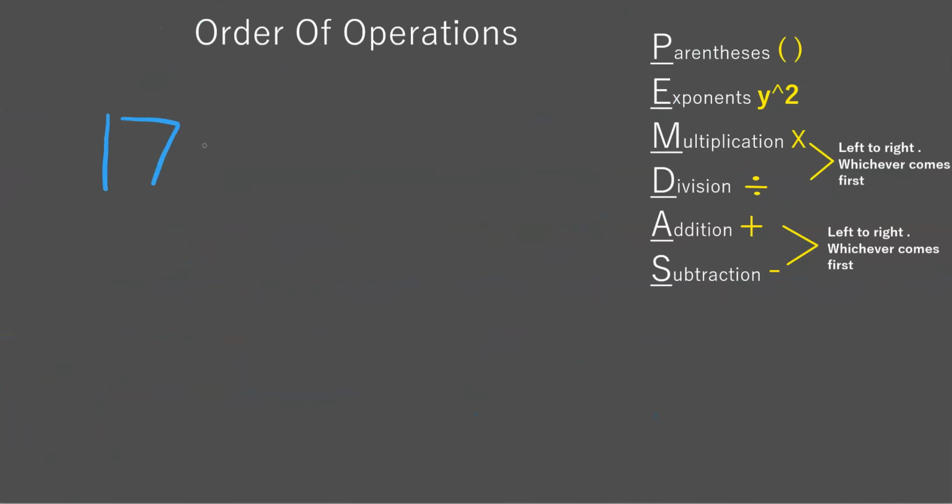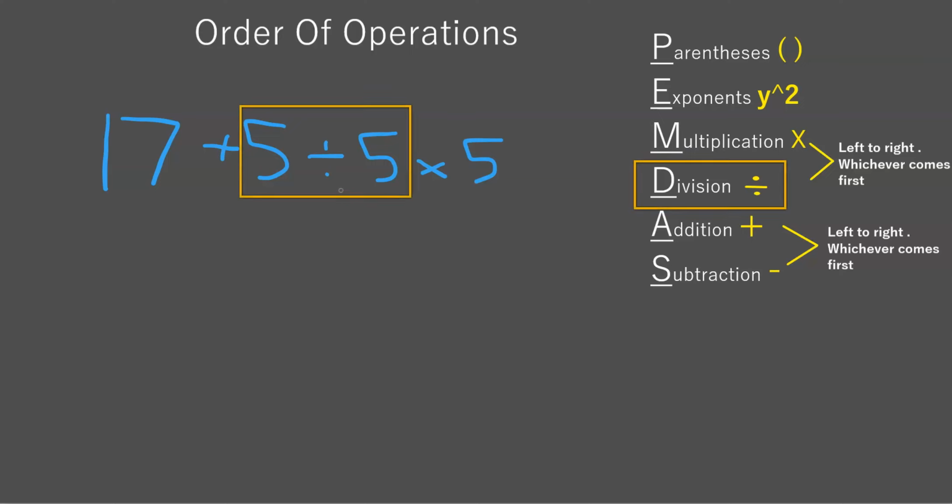So for this next expression, I'm going to be leaving the parentheses out of it completely. And we're just going to look at another example of why it is so important to make sure that when we are doing multiplication and division, we're doing it left to right, whichever comes first. So in this we have 17 plus 5 divided by 5 times 5. Now even though there's multiplication in there, we're doing division first. 5 divided by 5, which is 1.